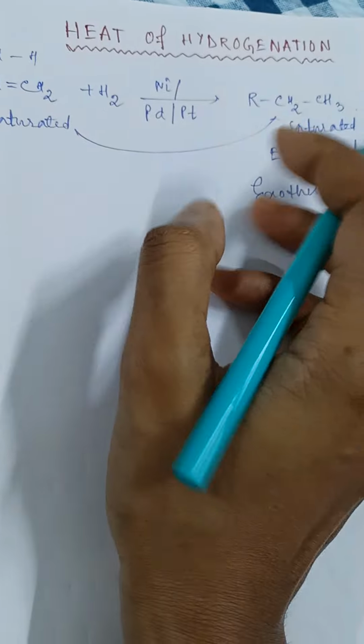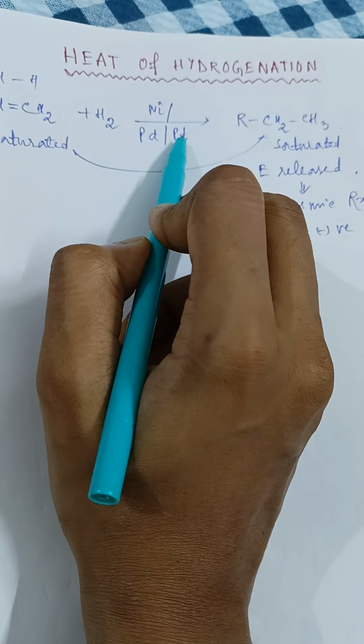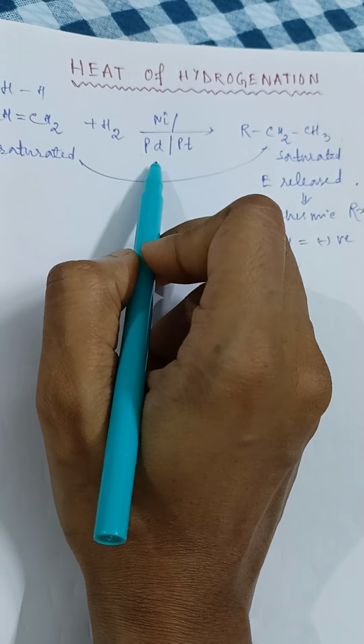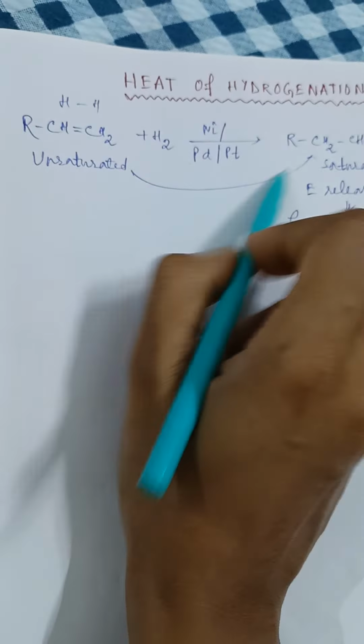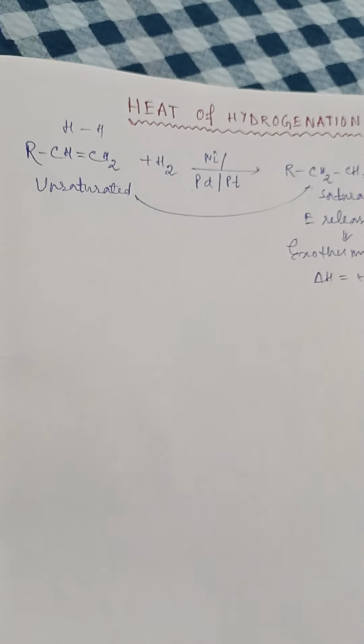Now just keep one thing in your mind that among nickel, palladium, and platinum, palladium and platinum are highly reactive. So even at room temperature this hydrogenation reaction runs smoothly, but when we use nickel, it needs high temperature to activate the catalyst.